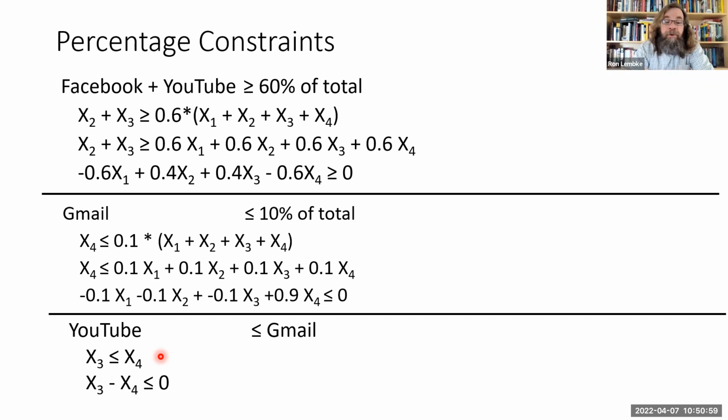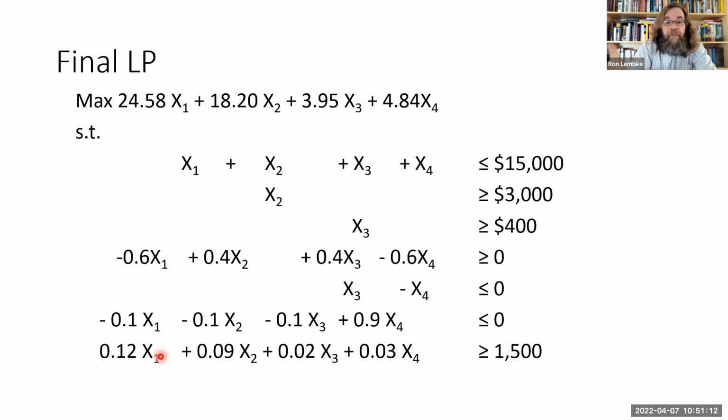X3 is Gmail, sorry, is YouTube. X4 is Gmail. So X3 has to be less than or equal to X4. And then we'll just subtract X4 off both sides. So we have both of our variables on the left-hand side. So this is what our linear program looks like in the end.